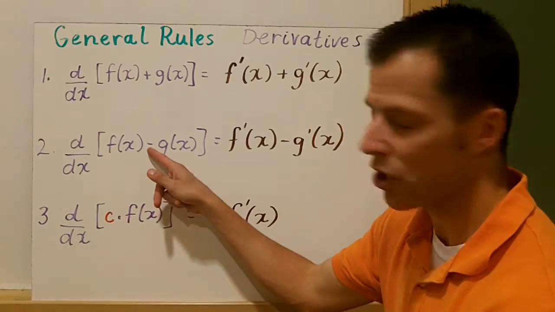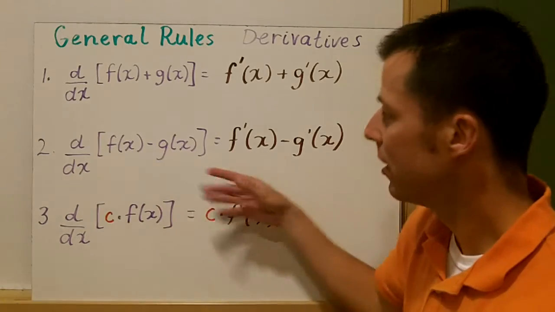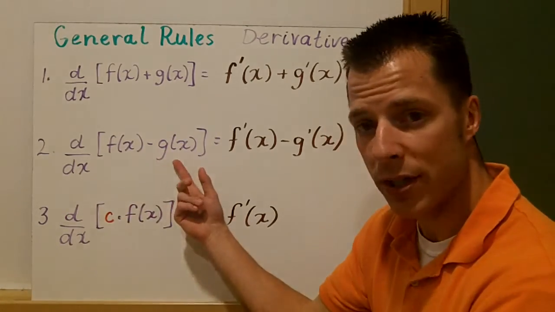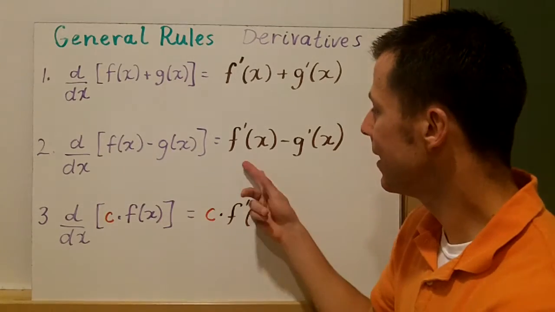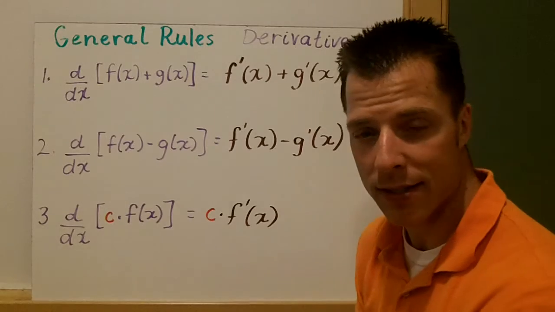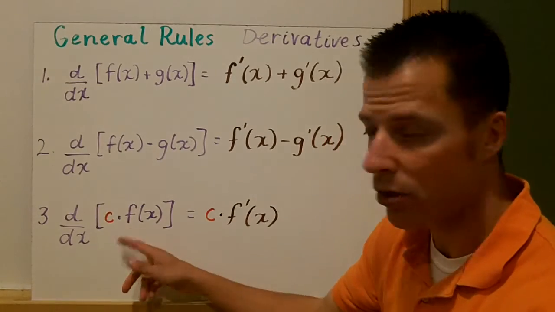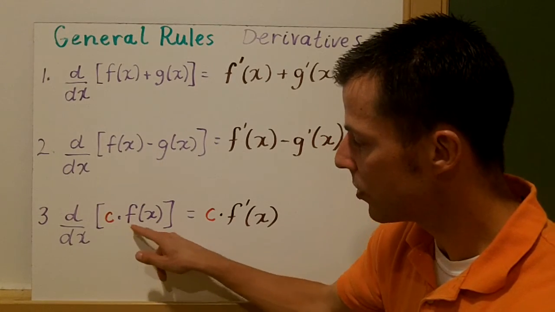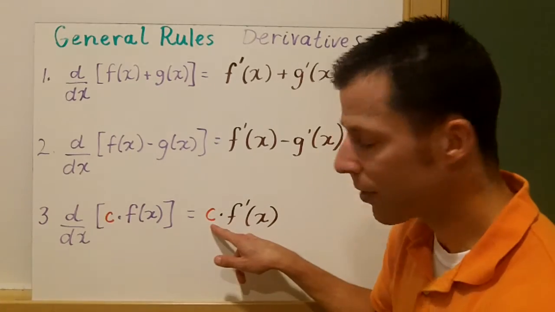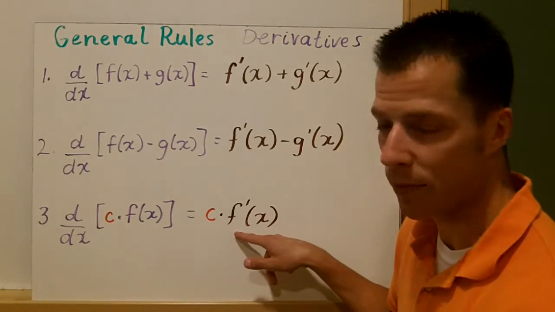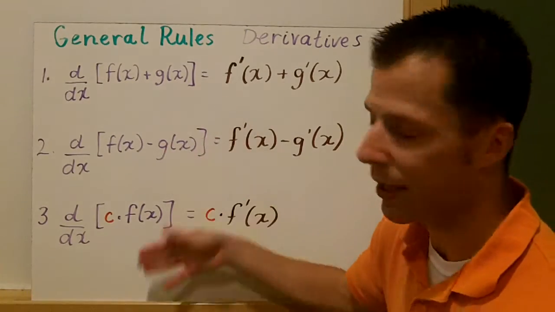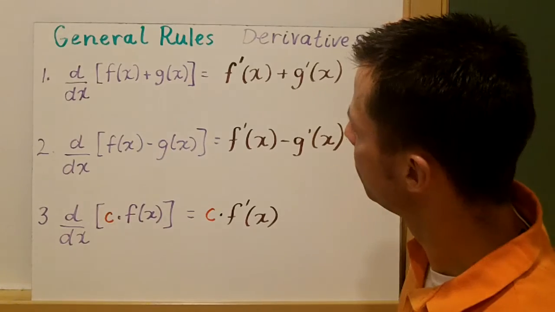The second rule is just the same thing with subtraction. If you're taking the derivative of more than one function, separate them and take the derivatives individually, and we still subtract. Lastly, this is a nice little rule. If you're multiplying a number to a function and you want to take the derivative, bring the number out front and then just multiply it by the derivative. So what we're going to do in the next examples is really look at these three pieces.